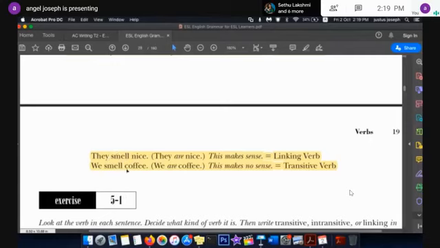Look at the next one. "We smell coffee." "We am coffee." No, we cannot use this. "We is coffee." No, we cannot use that. "We are coffee." Of course, we can use it like that, but that does not make sense, and that's changing the meaning of the original sentence. So again, that cannot be substituted here.